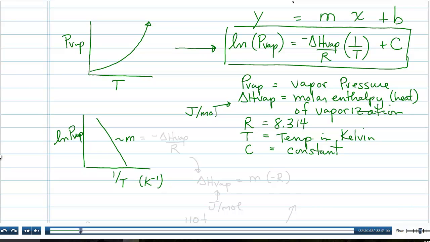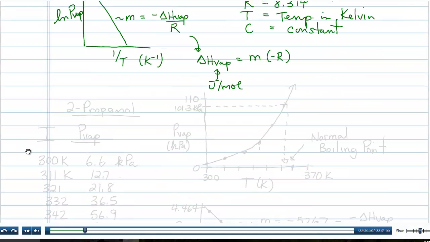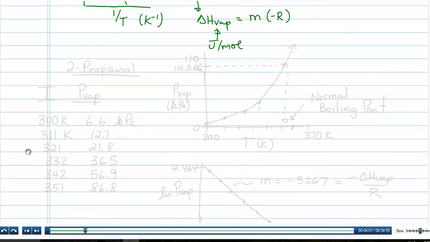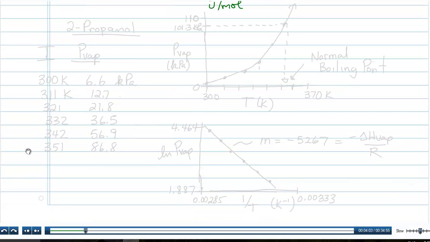So the slope of the line is negative delta H vap over R. So if you wanted to calculate delta H vap, you would simply multiply your slope by negative R to get the delta H vap in joules per mole. Okay, joules per mole. Let's take a look at an example, and you're going to need your graphing calculator to do this. So pause and get your calculator out if you don't have it.